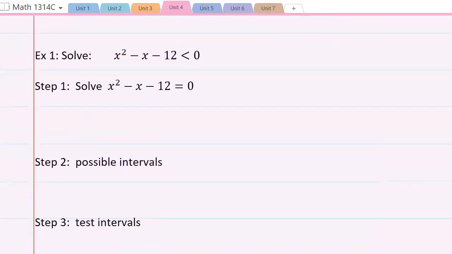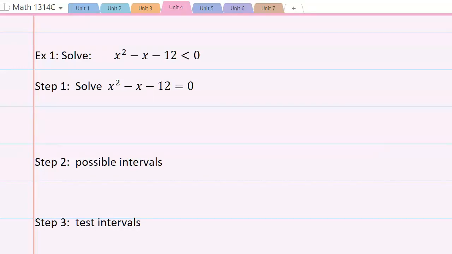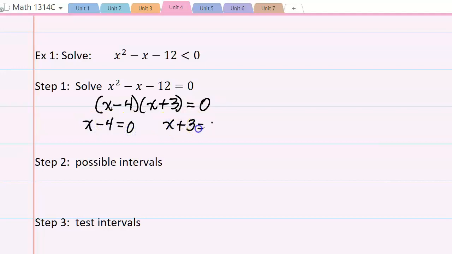Step 1 is to solve the associated equation of x squared minus x minus 12 is equal to 0. Try solving this one by factoring. We find that the equation can be written in factored form of in parentheses x minus 4 times the parentheses of x plus 3, and that equals to 0. Setting each factor equal to 0, we can solve for x in each situation. Our solution set for the quadratic equation is -3 and 4.